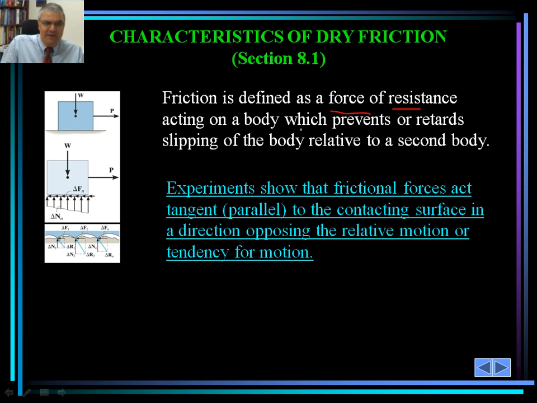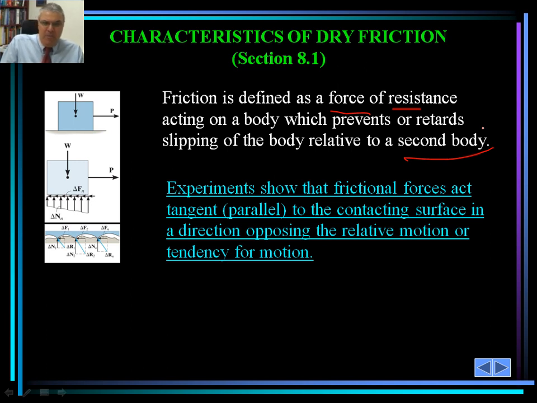Friction force has a tendency to prevent or retard slipping of the body relative to a second body. Now, when we talk about the second body, this could also mean a second surface. So make sure to keep that in mind: when we talk about the second body, we can also be referring to a surface. Or you can have more than one body on top of one another or relative to one another.